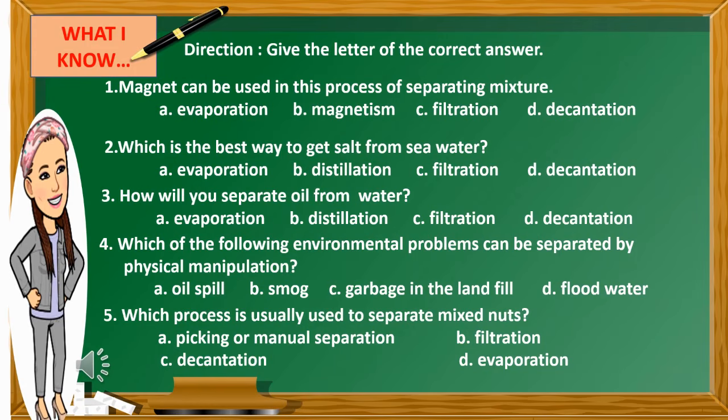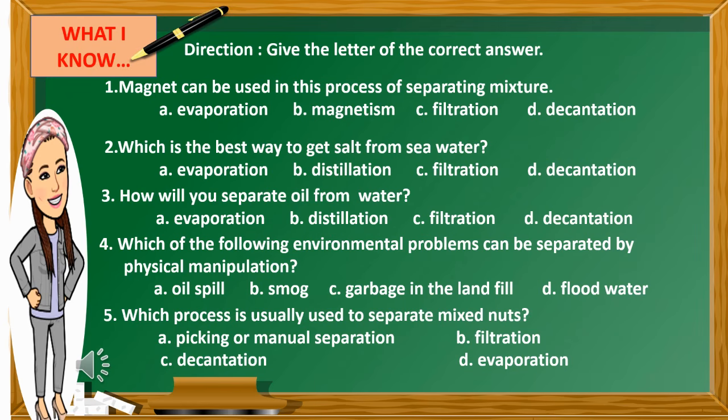Let us check what you know. Direction: Choose the letter of the correct answer. Question number 1. Magnet can be used in this process of separating mixture. A. Evaporation. B. Magnetism. C. Filtration. D. Decantation.